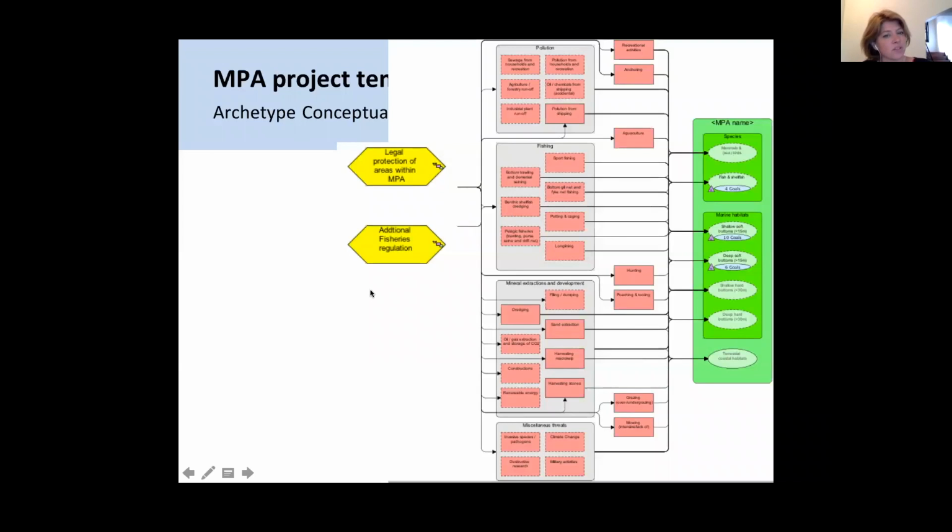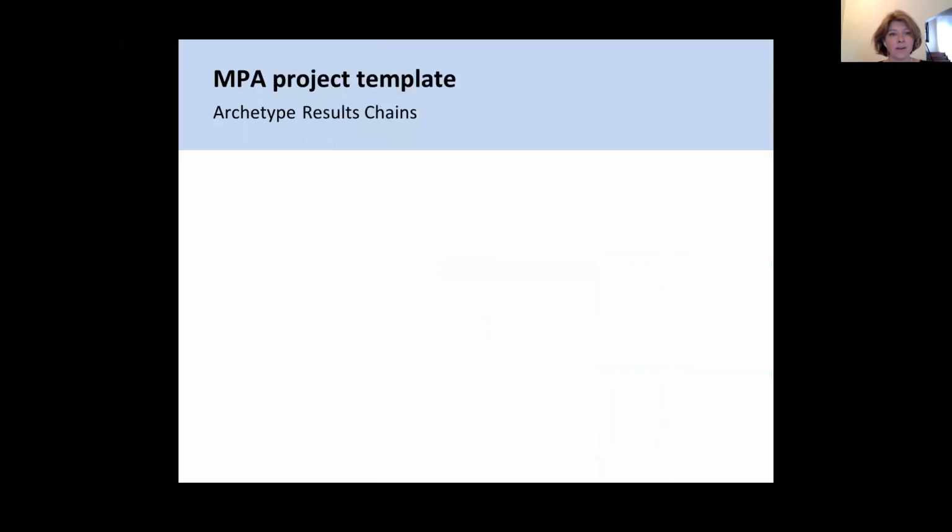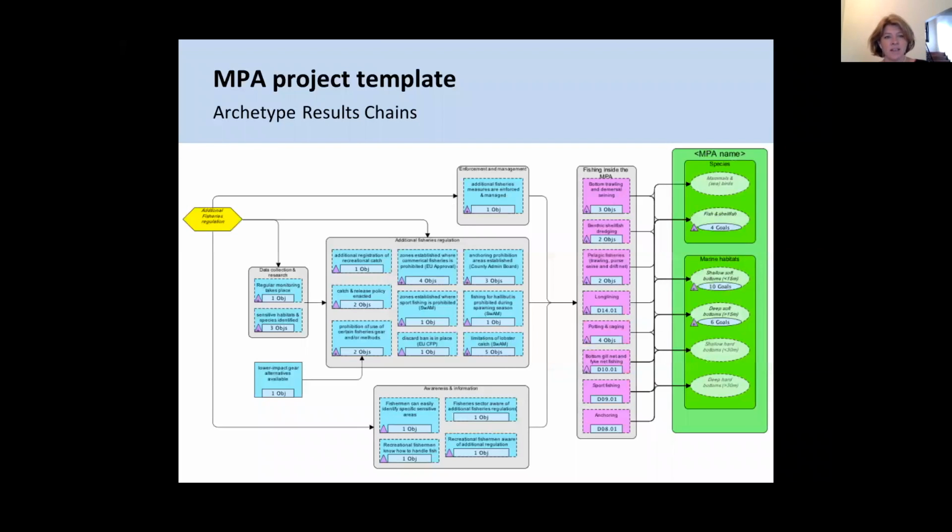They're included, and it's focused specifically on two particular strategies. One is the legal protection, so that's the MPA itself, and then a second strategy, which is called the additional fisheries regulation, because often in Sweden, MPA legislation does not allow you to completely regulate fisheries. You need additional legislation for that. So we made archetypes for result chains. They're big and scary because they're over complete.